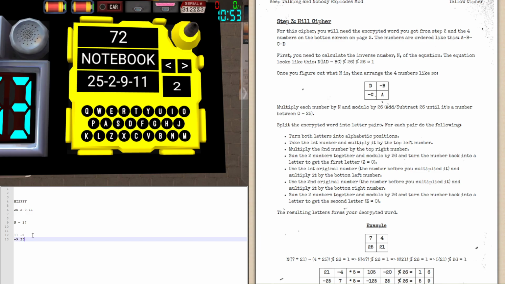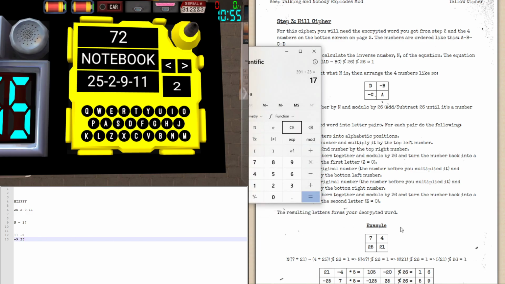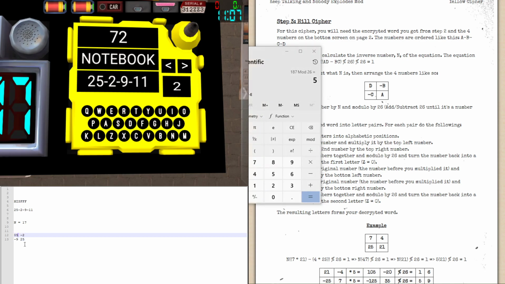Then we're going to multiply all these numbers by 17. So we have 11 times 17 equals that, and we're going to modulo them by 26. So this new top number becomes 5. Okay? So 0 minus 2, I'll make it negative 2, times 17 gives us negative 34. Modulo 26 gives us 18.